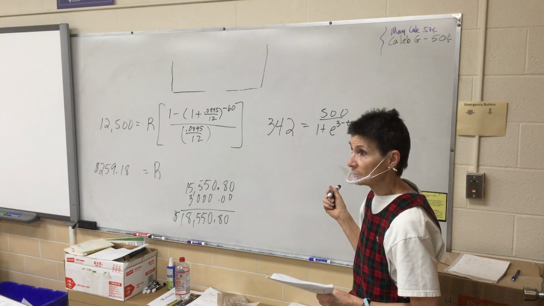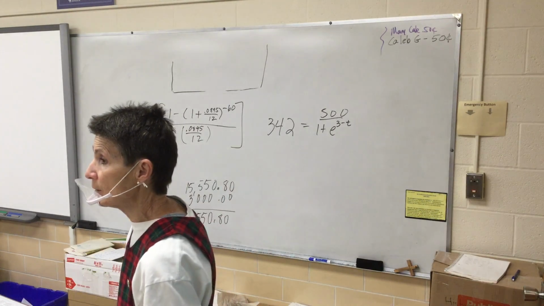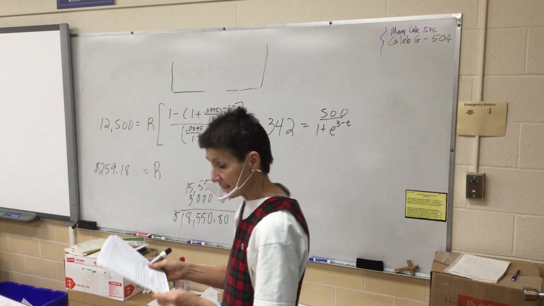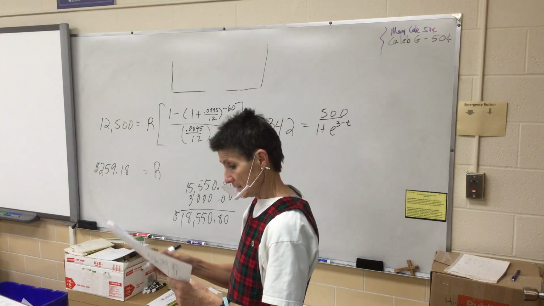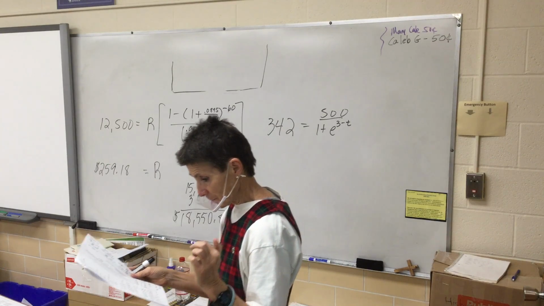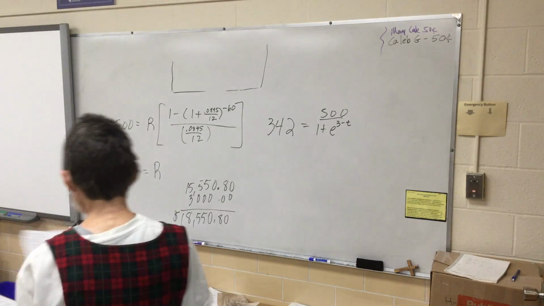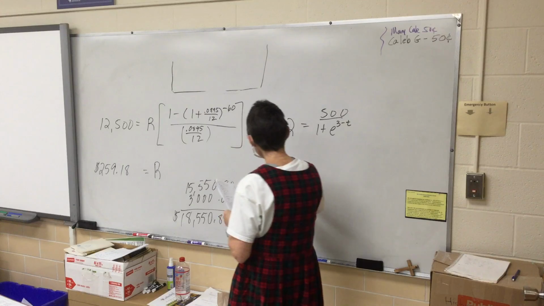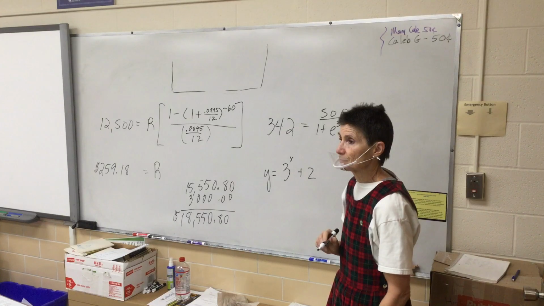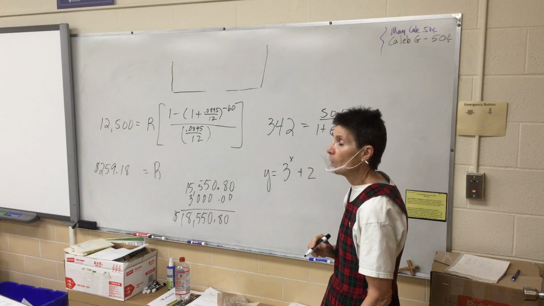You're comfortable? Okay. What is the maximum number of ants that the colony can support? 500. Yeah, limit to growth, that's the maximum. It can withstand it. Okay, 2C. Where is the asymptote of that thing? Y equals 3 to the x plus 2. Where's the asymptote going to be? Y equals 2.